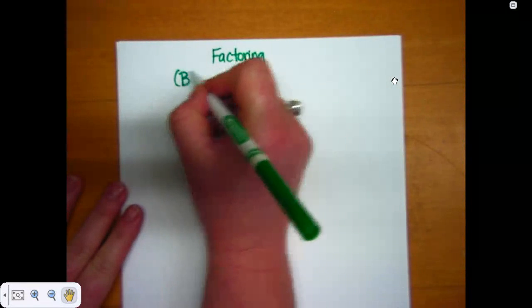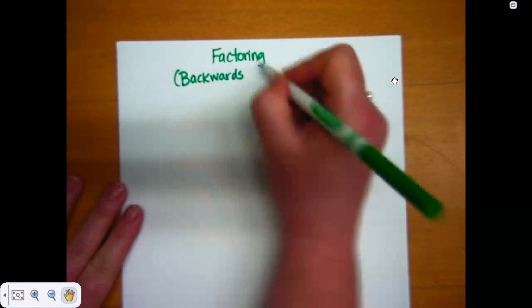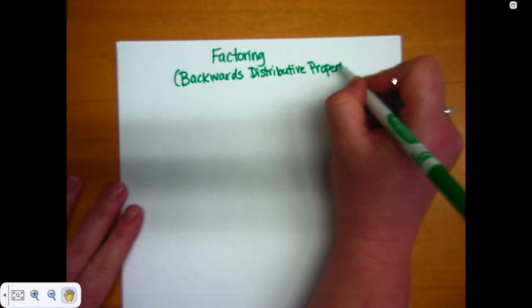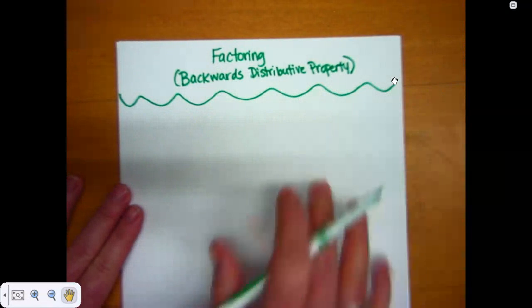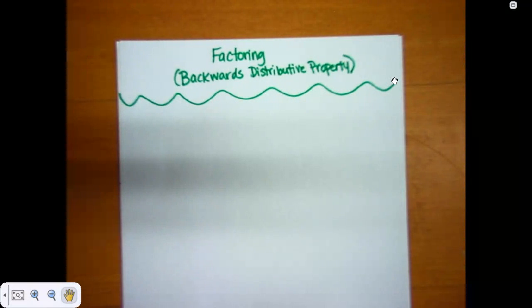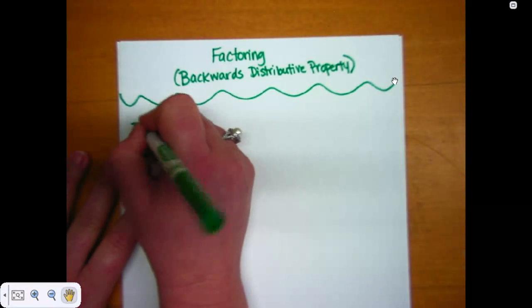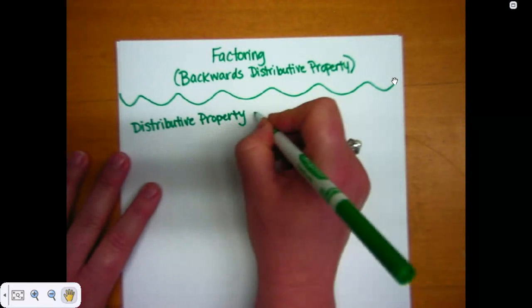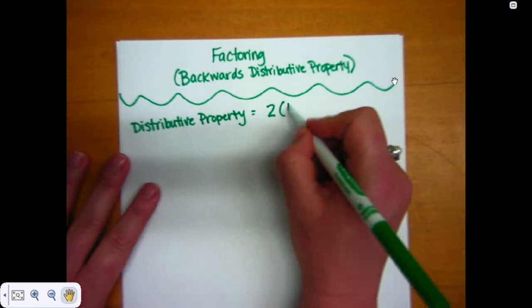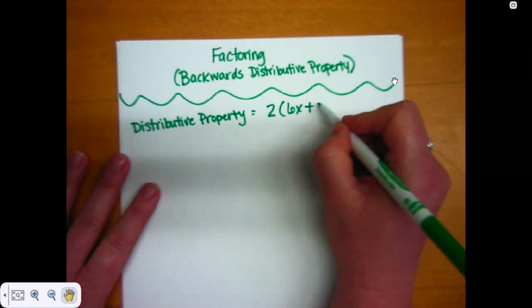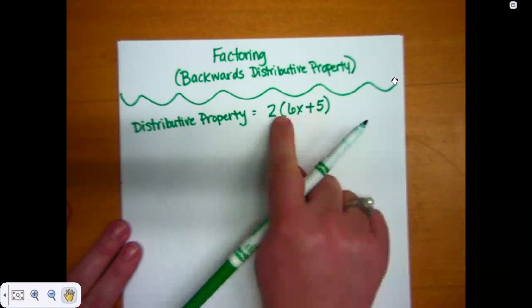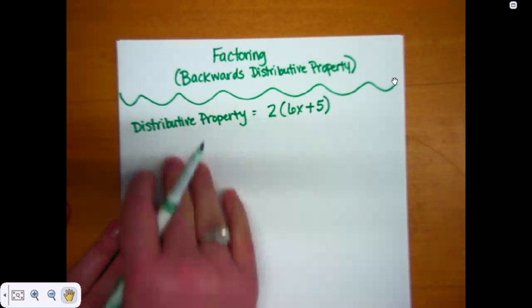And we're just going to put backwards distributive property. So it is backwards. So we know that the distributive property looks like this. It looks like 2 times 6x plus 5. Okay? So if we're going to do that backwards, that means that if we had this already in a simplified form, we could take it out of that and back to this form.